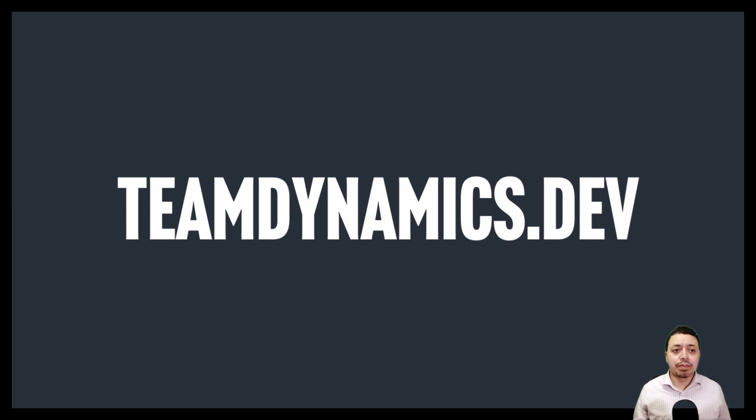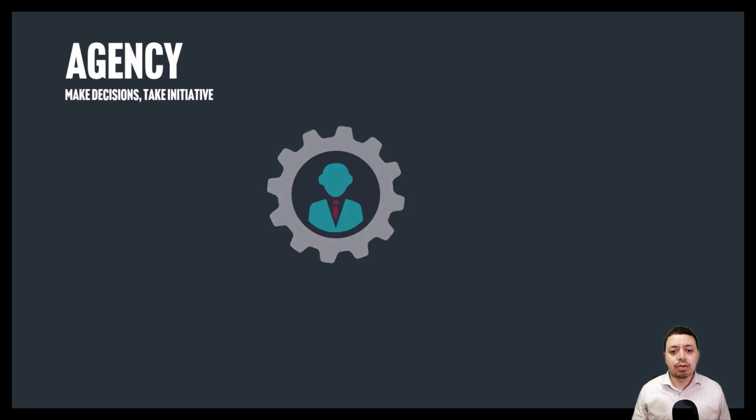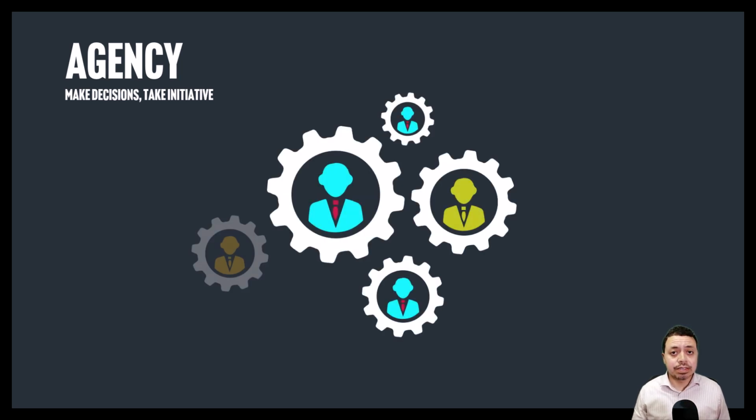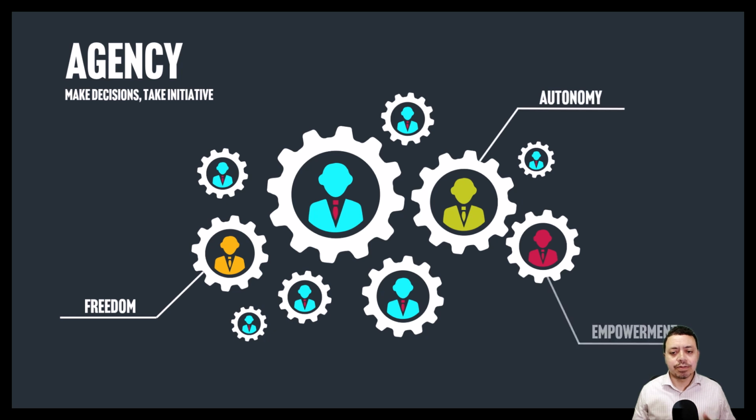Now, what do we talk about in the course? For one thing, we talk about some of the basic human needs that, when fulfilled, will make for a positive team experience. For example, one of those basic human needs is agency, which means that you're able to make decisions, take initiative. You have some empowerment, some freedom, some autonomy over your own actions, and you feel some control over what you're doing day to day.